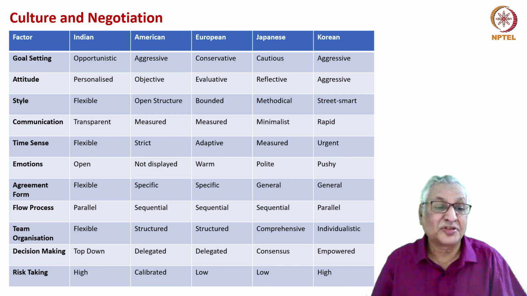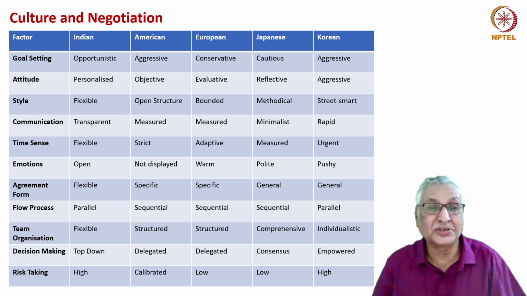In terms of the flow process in negotiation, Indians are willing to do several parallel types of negotiations, whereas America would like to have a sequential success in the negotiating process. Europe also follows the same methodology of sequential stage gating, and Japanese does that as well, whereas Koreans, like Indians, are parallel in their negotiating approaches. The team organization is pretty flexible in respect of India, structured in respect of America. Again, Europe is structured, whereas Japanese very comprehensive.